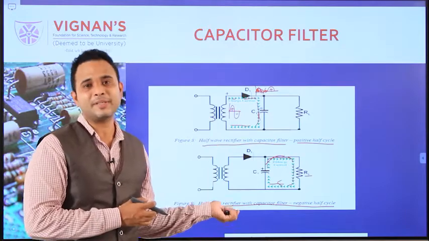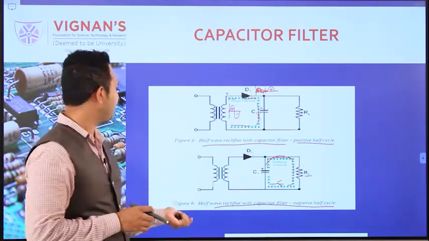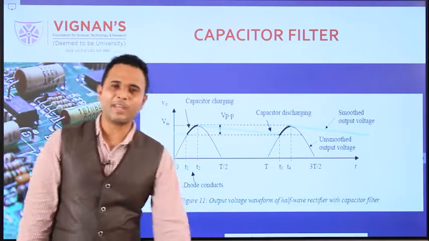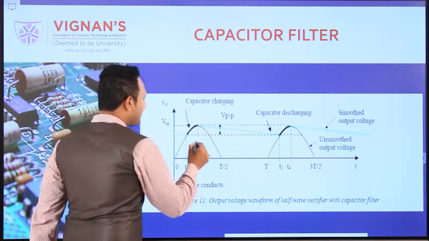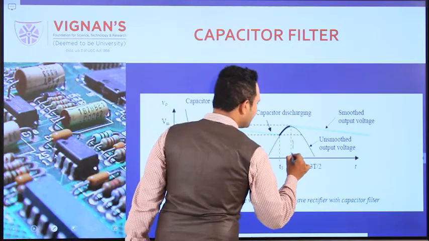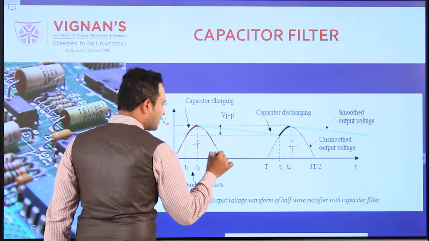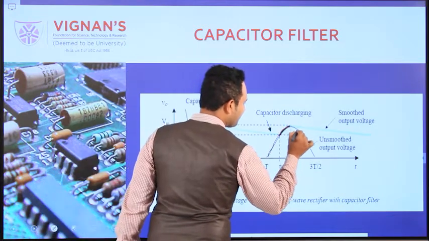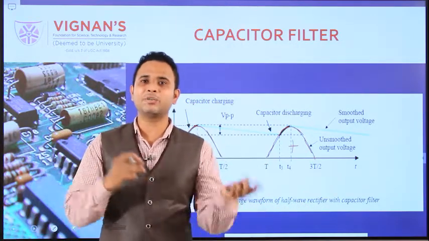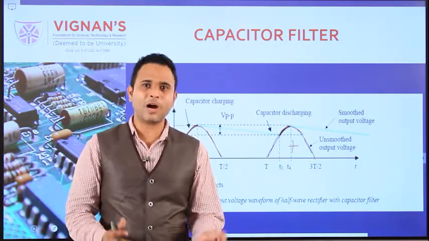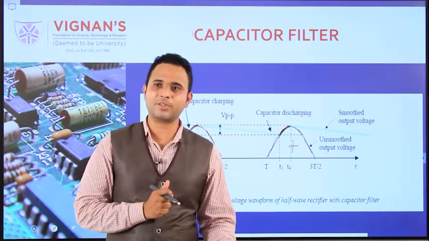Next we will see how the capacitor acts as a filter. Here we have the input of the capacitor filter. Generally, here we have only positive peaks. How are these positive peaks converted into pure DC? How does smoothing occur with the help of the capacitive filter?